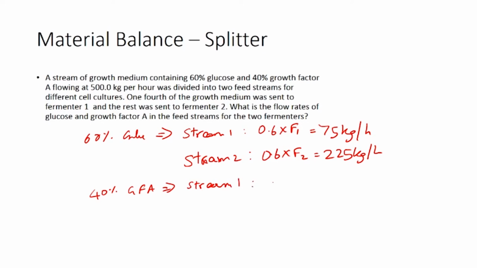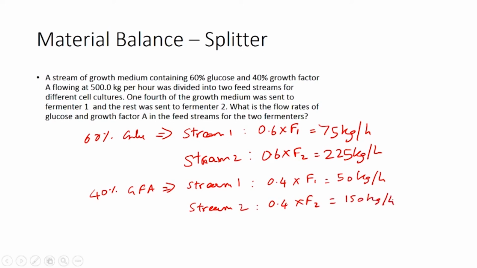would contain 0.4 times F1, which is 50 kilograms per hour, and stream 2 would contain 0.4 times F2, which is 150 kilograms per hour. With this, our calculations are completed.